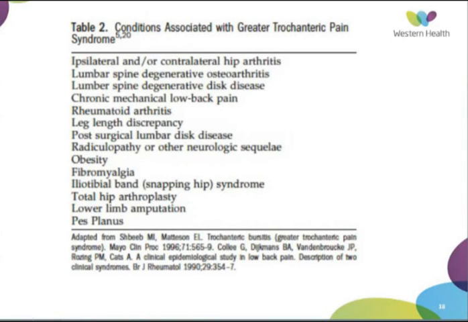Different conditions have been mentioned, other than the ones that we described, as other causes of greater trochanteric pain. Obesity is one of them that's good to mention. Iliotibial band syndrome or snapping hip is another cause of getting this sort of pain.